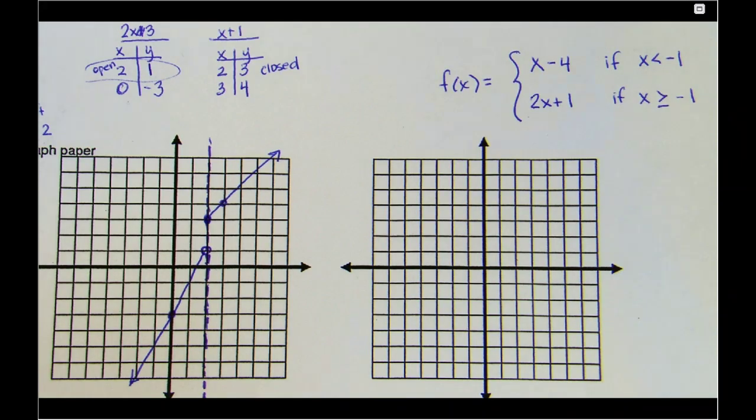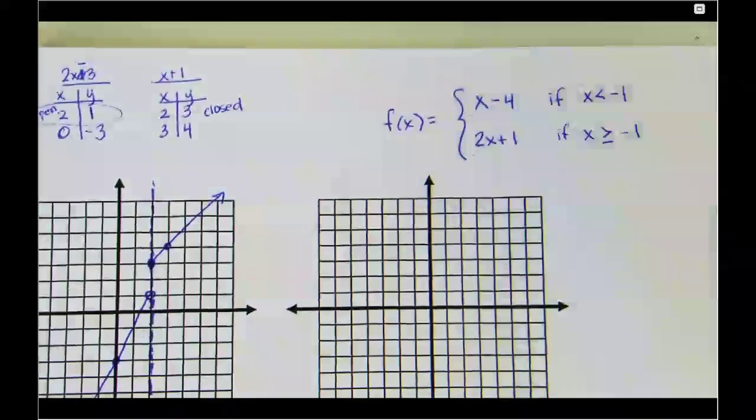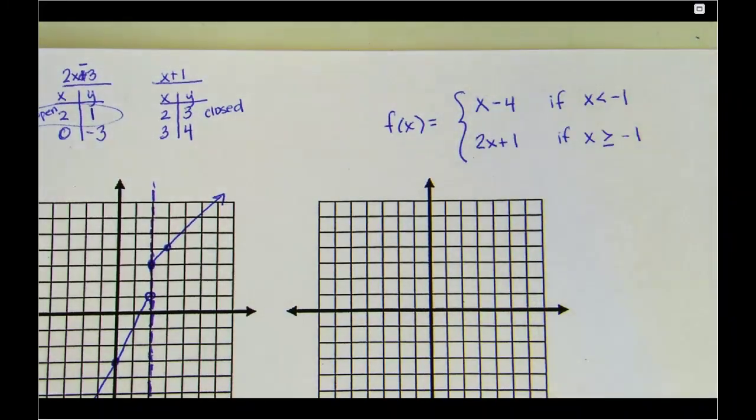Okay, so first thing, you're going to put a dotted line where this splits from one equation, where it jumps from the top to the bottom. So when you look at your equation over here, what number is where we jump from top equation to bottom equation?